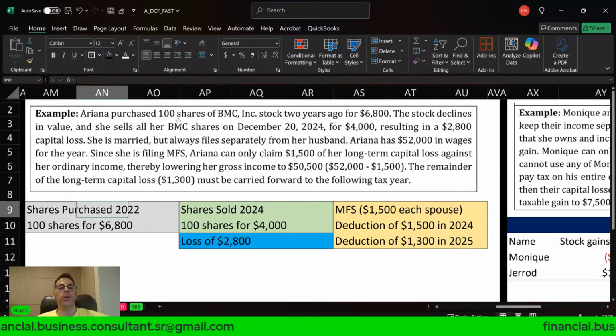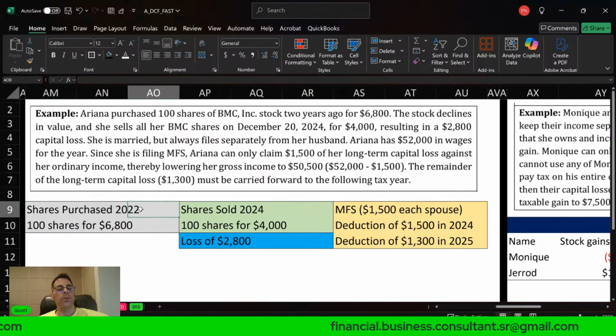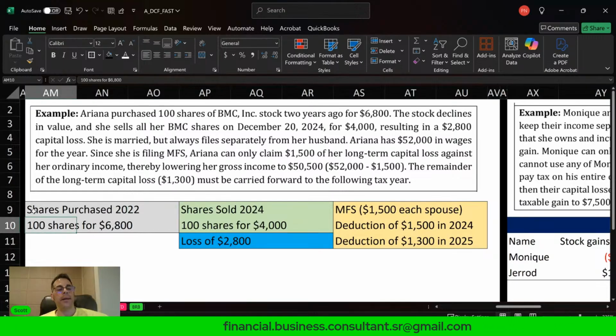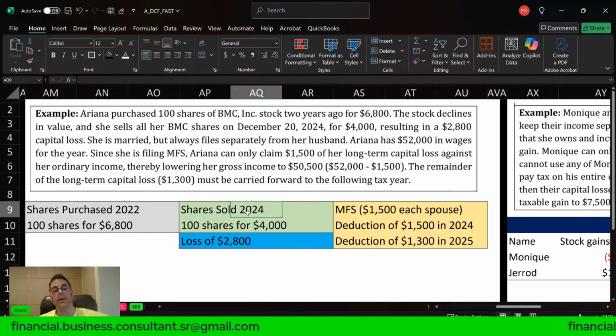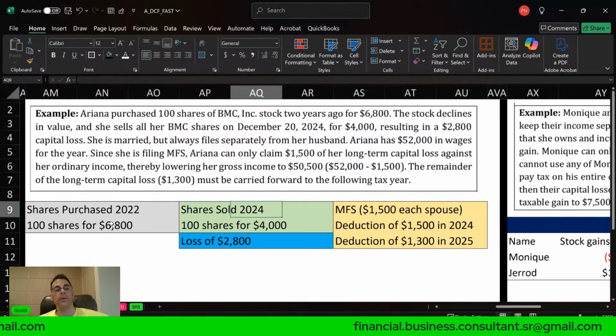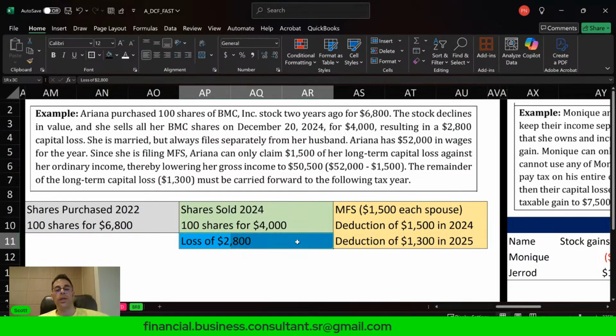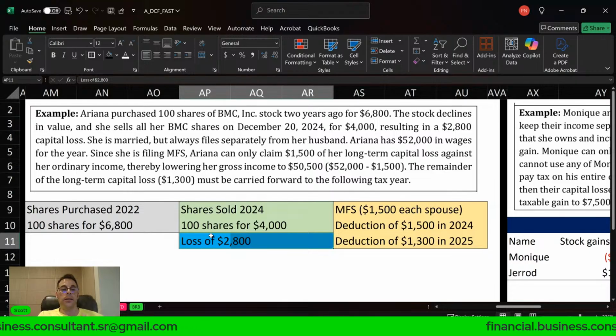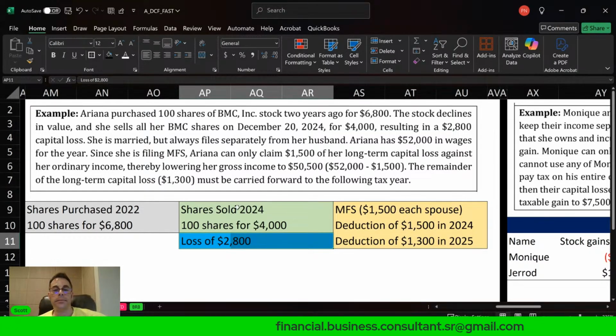Okay. So Ariana purchased 100 shares of BMC stock 2 years ago. So that's down here, 2022, 100 shares. She paid $6,800. 2 years later, she sold these 100 shares for $4,000. So she had a loss of $2,800, and she gets to use this loss to reduce her taxes.